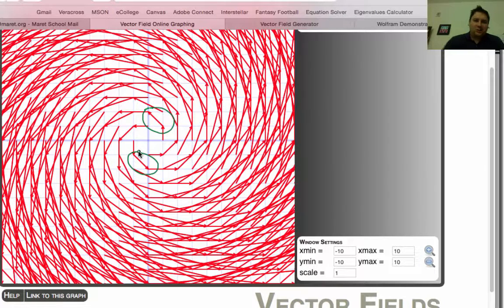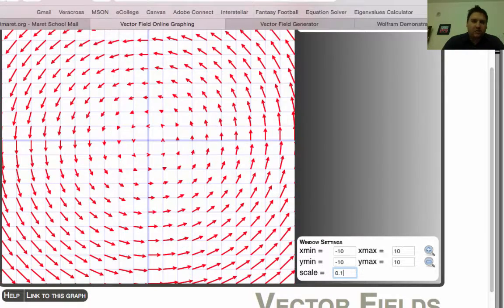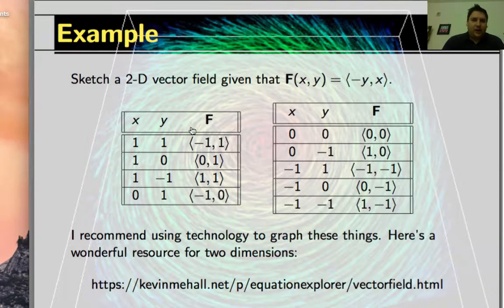But you see it starts getting really busy if you do the actual length, if you do the scale of 1. So 0.1 is usually a good scale to do. So you still get the general idea of how things are moving in this picture, but you don't have all the busyness of the arrows. Okay, cool.